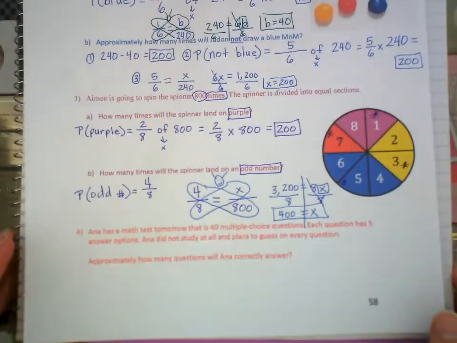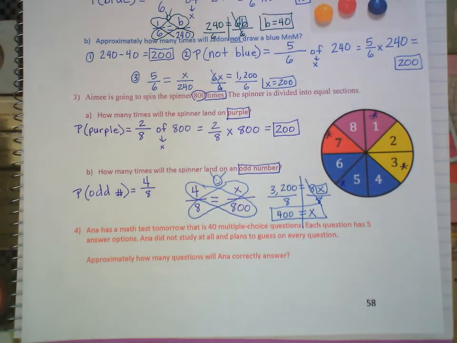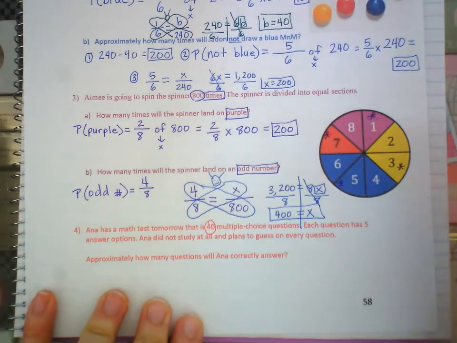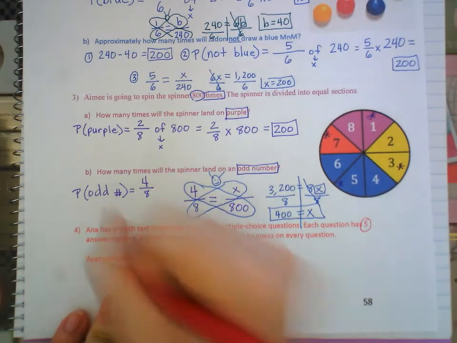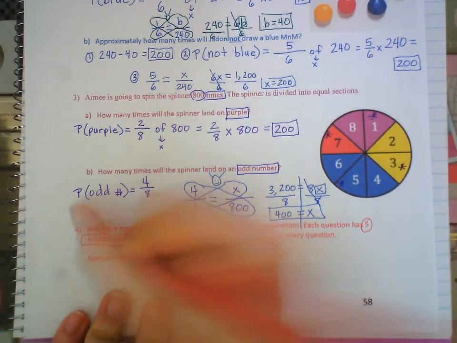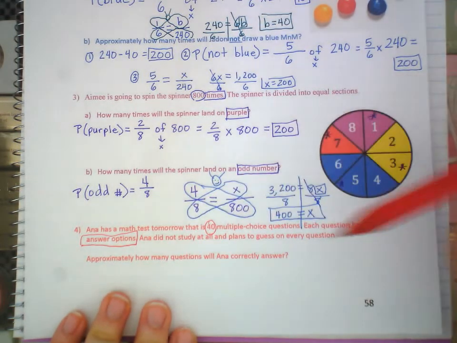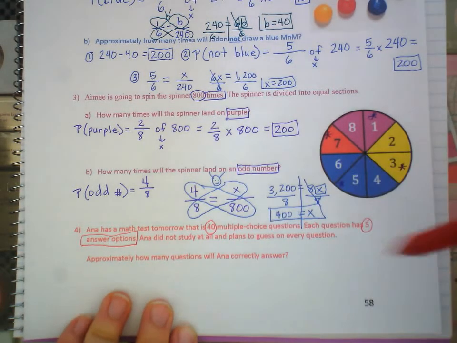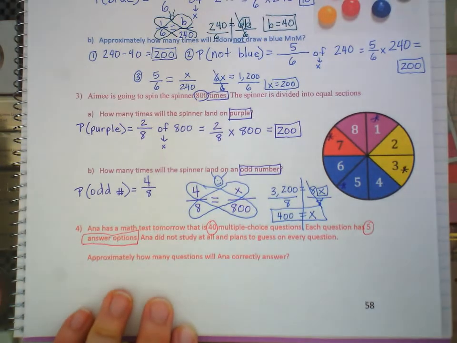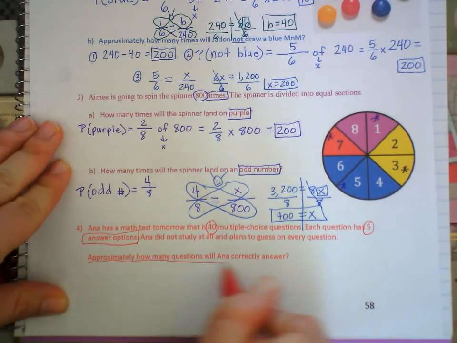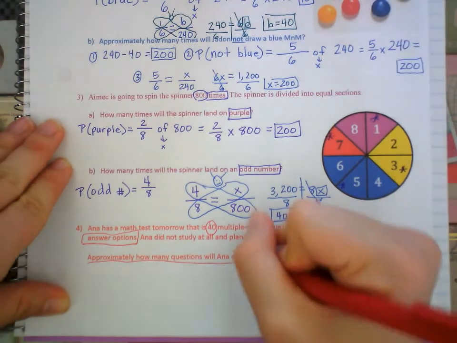The last one we're going to try. Anna has a math test tomorrow. The math test has 40 multiple choice questions, and each question has 5 answer options, like A, B, C, D, E for each question. Anna did not study at all. Anna, what were you doing? She plans to guess on every question. Oof. Approximately how many questions will Anna correctly answer?